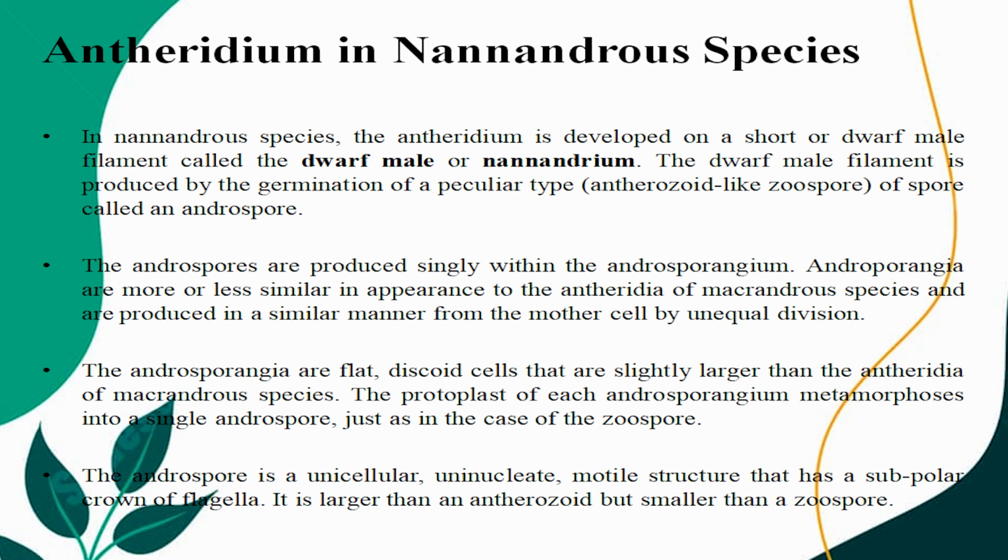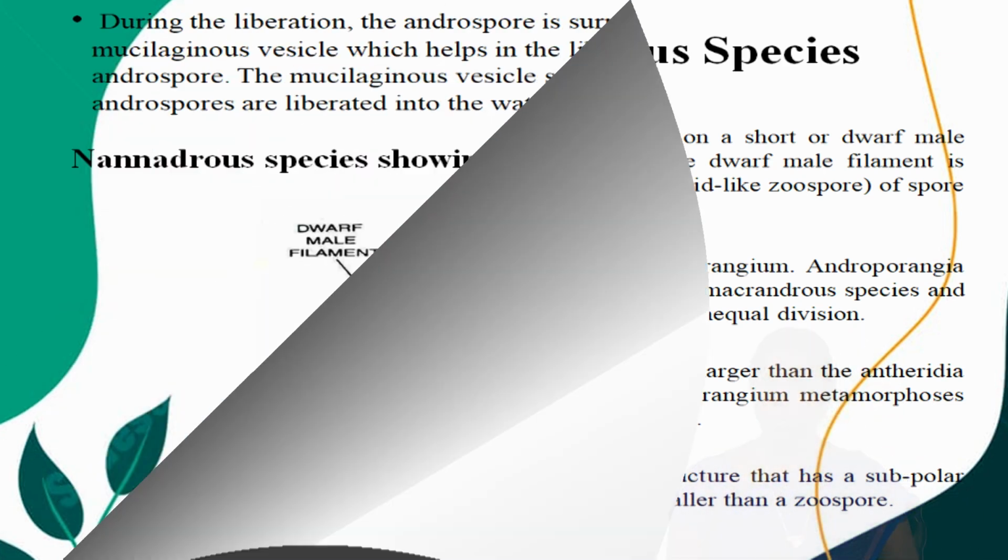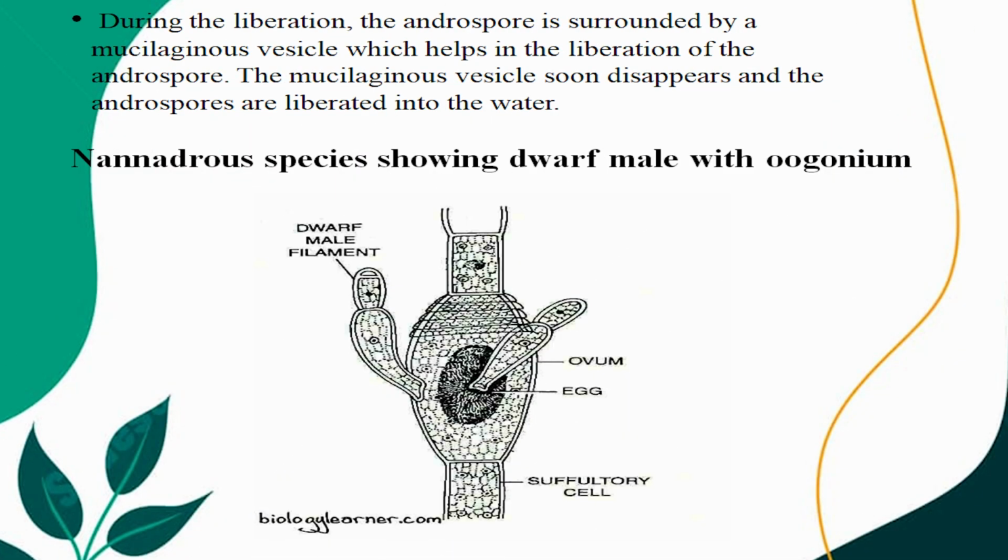The androspore is a unicellular, uninucleate, motile structure that has a subpolar ring of flagella. It is larger than the antherozoids but smaller than the zoospore. This slide shows Nannandrous species showing dwarf male of Oedogonium.